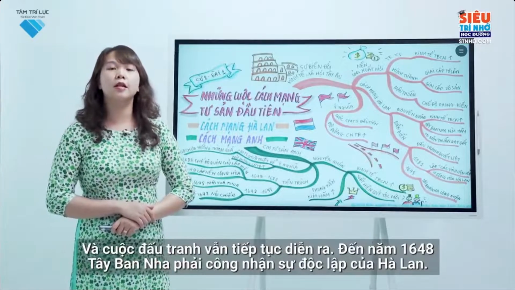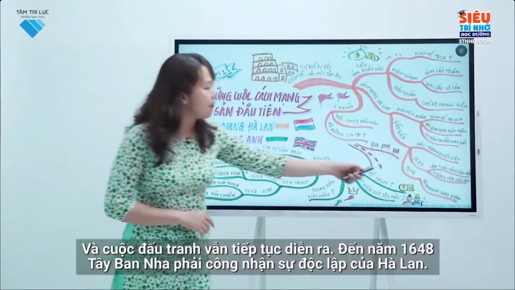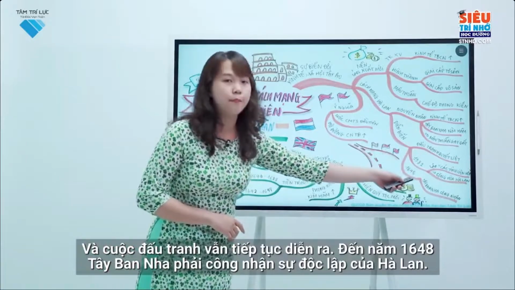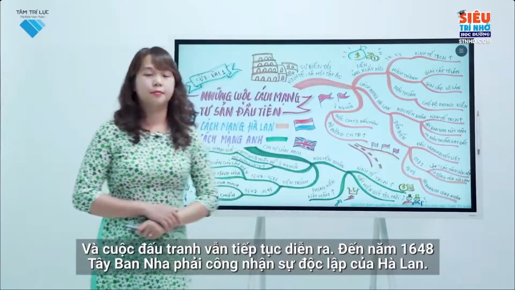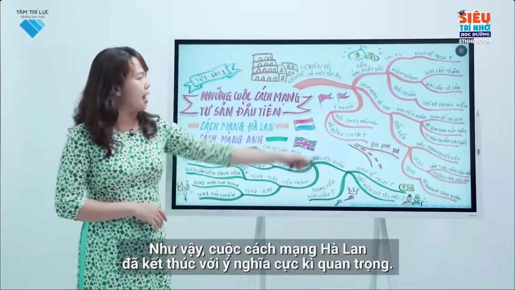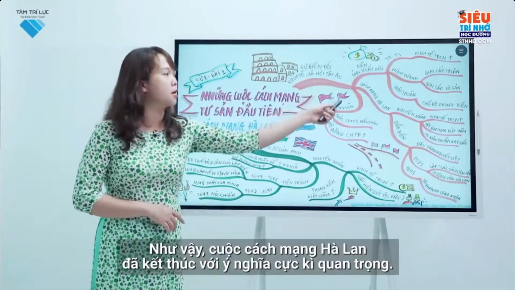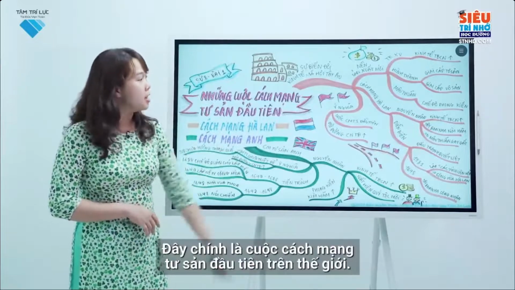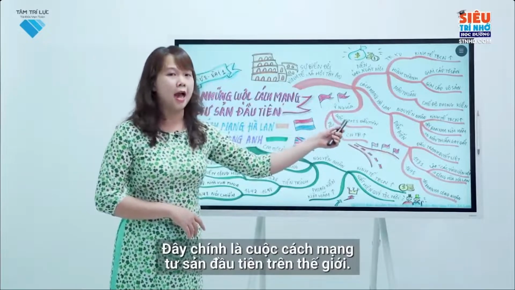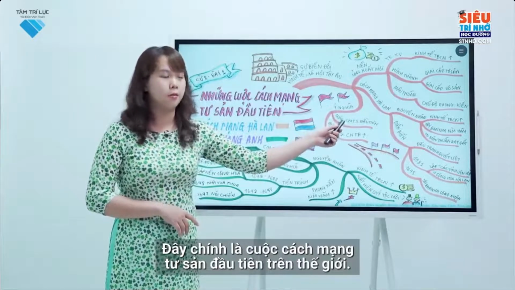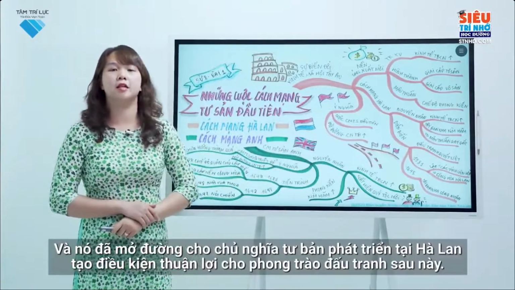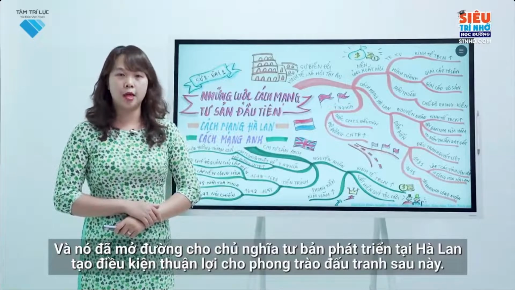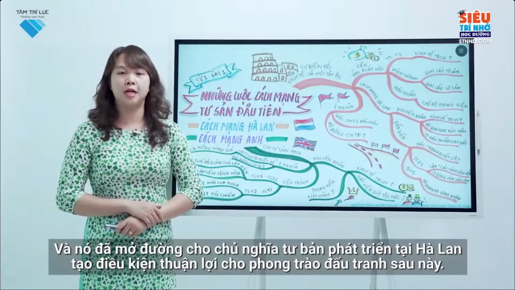And the struggle continued. Until 1648, Spain had to recognise the independence of the Dutch. Thus, the Dutch Revolution ended with a very important significance. This is the first bourgeois revolution all over the world. And it paved the way for capitalism to grow in the Netherlands, creating favourable conditions for later struggle movements.